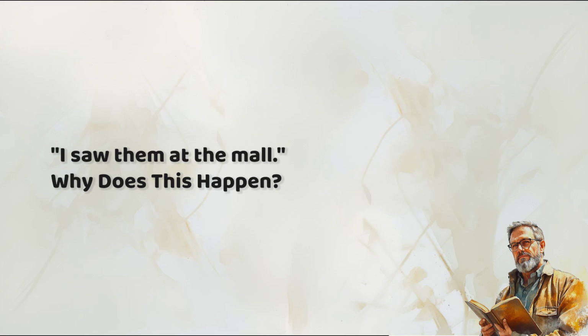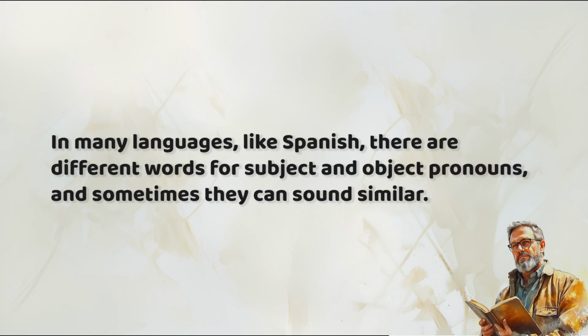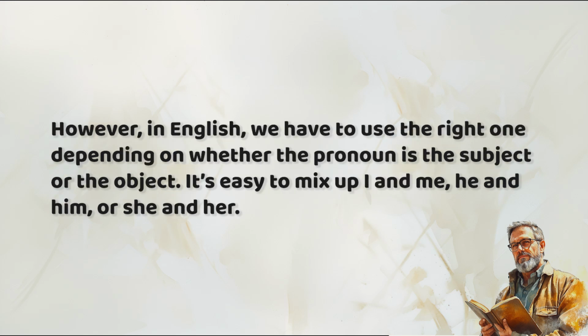Why does this happen? In many languages, like Spanish, there are different words for subject and object pronouns, and sometimes they can sound similar. However, in English, we have to use the right one depending on whether the pronoun is the subject or the object. It's easy to mix up I and me, he and him, or she and her.